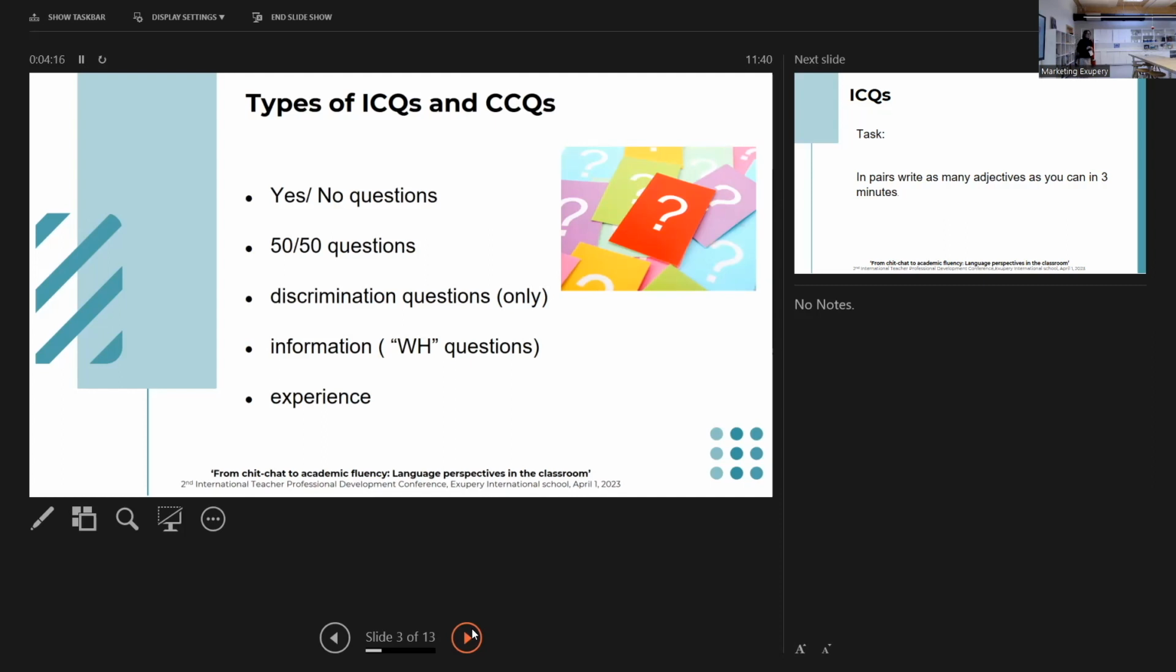Then 50-50 questions, if you want to check between two similar concepts. Am I wearing boots or shoes? Boots and shoes can be quite similar for students, so this checks that they know that these are boots. Discrimination questions, where you often put the word only in those. For example, is this skirt only black? No, it's yellow and blue and white.